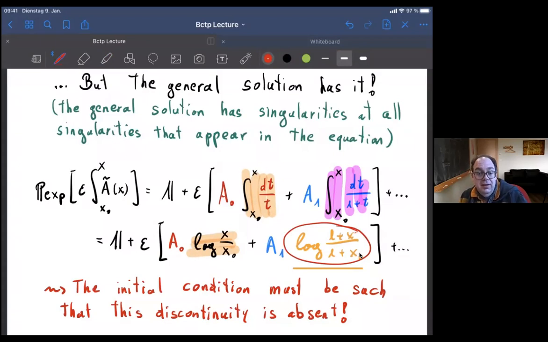So in the path-ordered exponential, in general, you will find imaginary parts that develop when x crosses the point minus 1. But those imaginary parts are not physical. They are not part of the physical structure of the integral. So the initial condition must be such that this log of 1 plus x is absent.